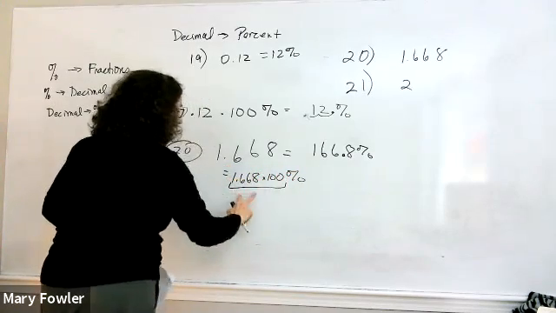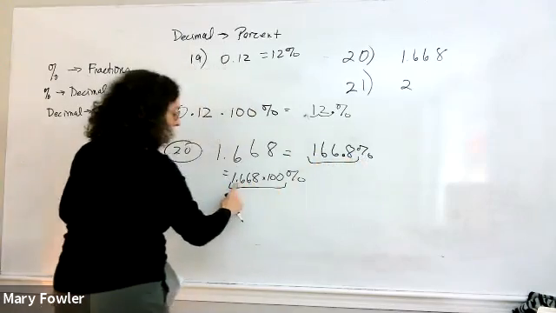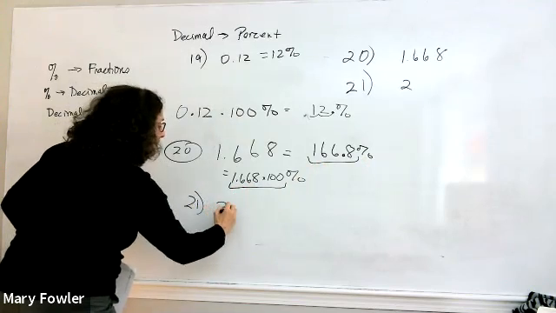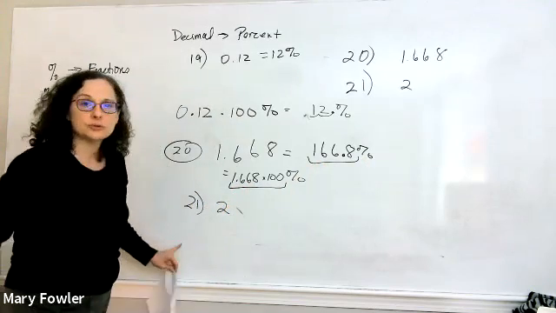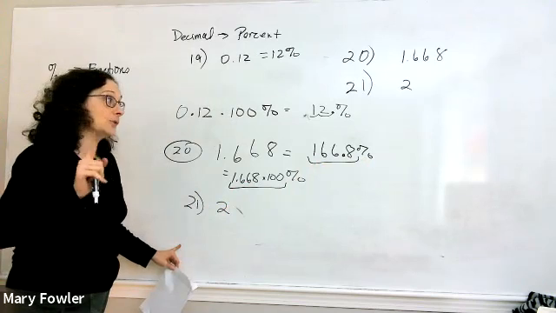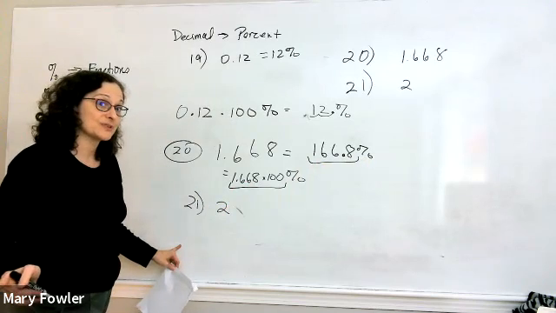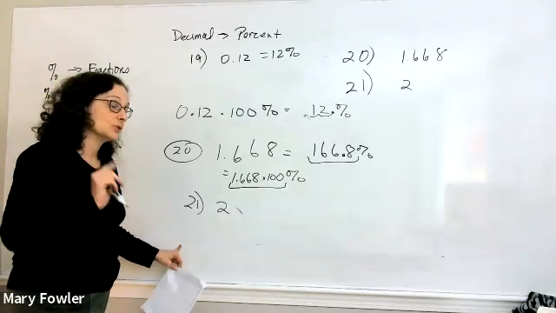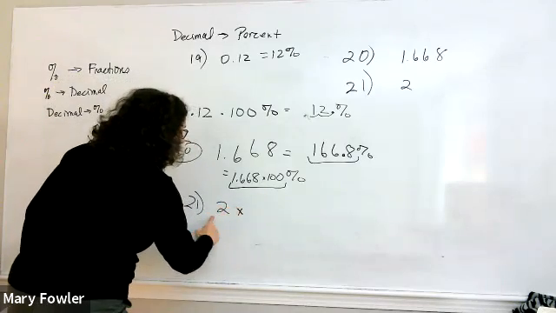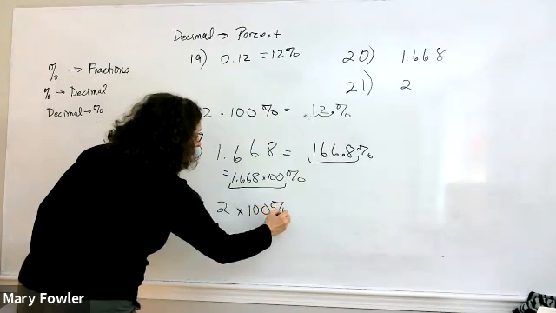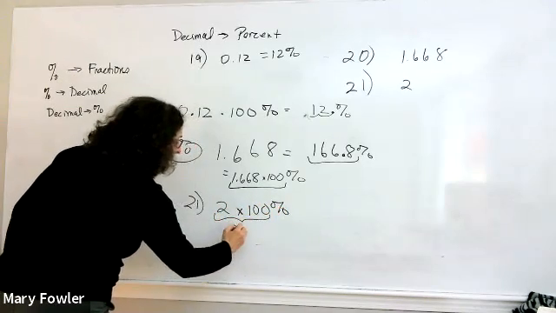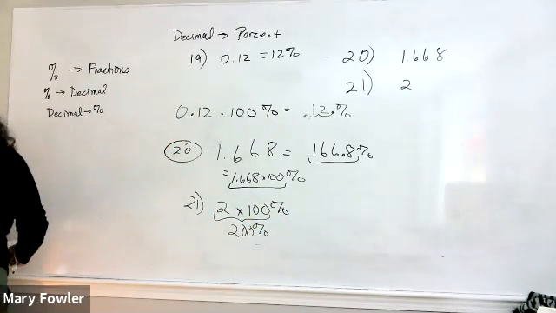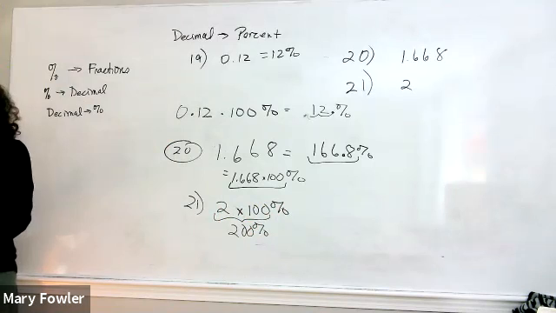This part here just means move your decimal point twice. Okay, and the final one is 2. We want to convert 2 to percent. Well, we converted 1 to a percent and it was 100%. So now we're going to convert 2 to a percent, and I bet it's going to be 200%. So it's 2 times 100%, and that certainly does equal 200%.